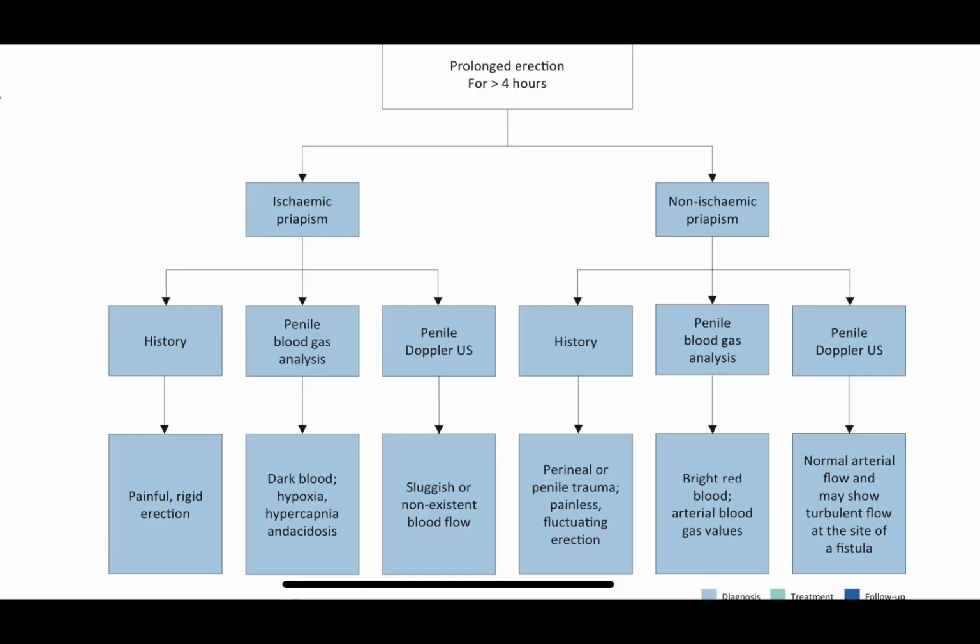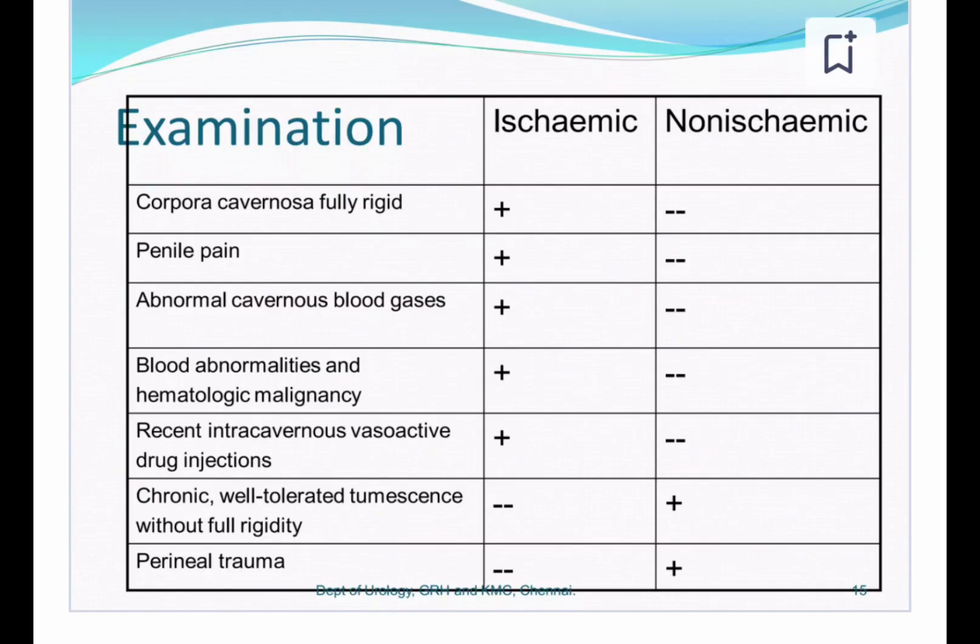Now coming to the examination. On examination, in case of ischemic priapism, the corpora cavernosa are fully erect, rigid and tender, but the glans and corpus spongiosum are soft. Secondly, if we aspirate blood from the corpora, it will be very dark and old blood. While in case of non-ischemic priapism, on examination, the corpora are partially erect and non-tender. The glans and corpus spongiosum are soft, and if we aspirate blood from the corpora, it will be bright red. So this is on the basis of examination.